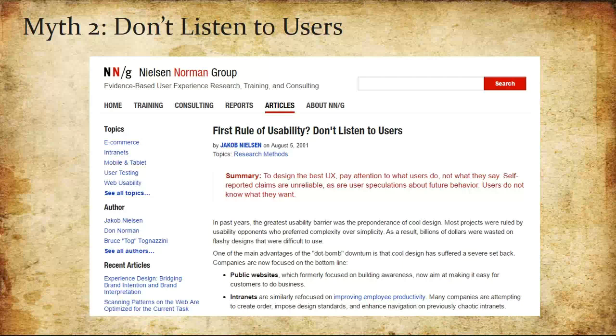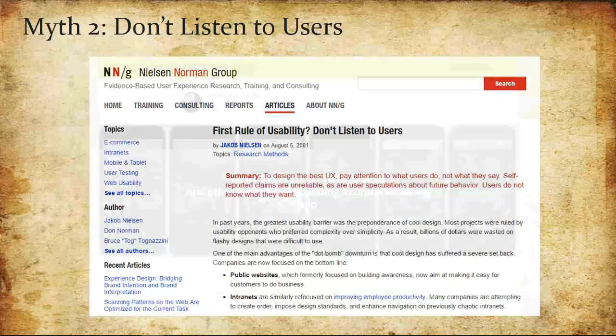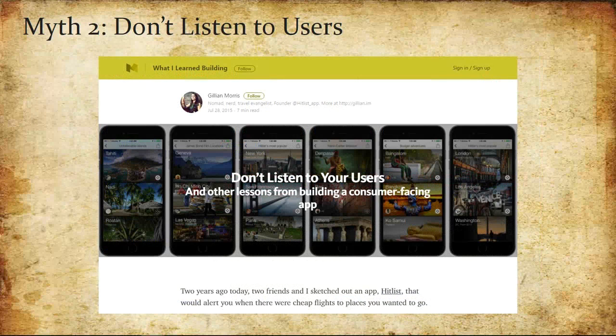It was a way to catch attention. If you read his article, he pretty much says what I've been saying, that people can't tell you what they need. You need to go out and observe them performing their activities. But you see this a lot, and here's another example, and I could probably show 10 more examples of this if I wanted to. There are all kinds of articles out there that say, don't listen to users, don't listen to users. And if you read them, they all kind of say what I've been saying, but people sometimes misinterpret this.